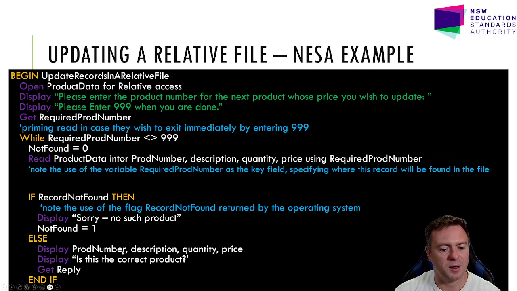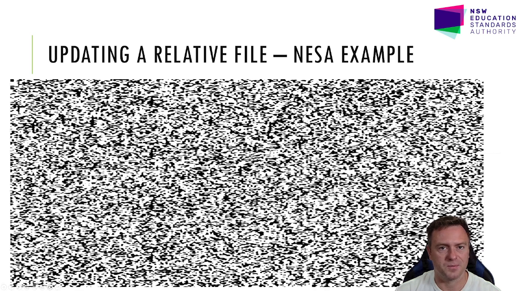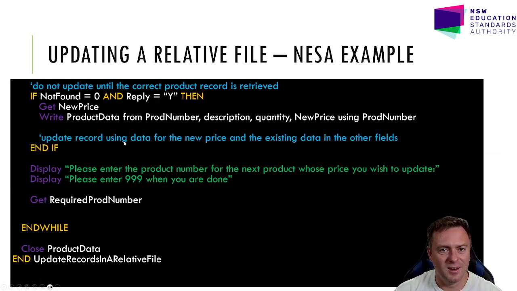Else display product number, description, quantity, and price. Is this the correct product? And then get reply. So then if that all comes through, if not found is equal to 0 and reply is equal to y, then get the new price, write the product data from product number, description, quantity, new price using the product number. So this updates the record using the data for the new price and the existing data in all the other fields. And then end the if.